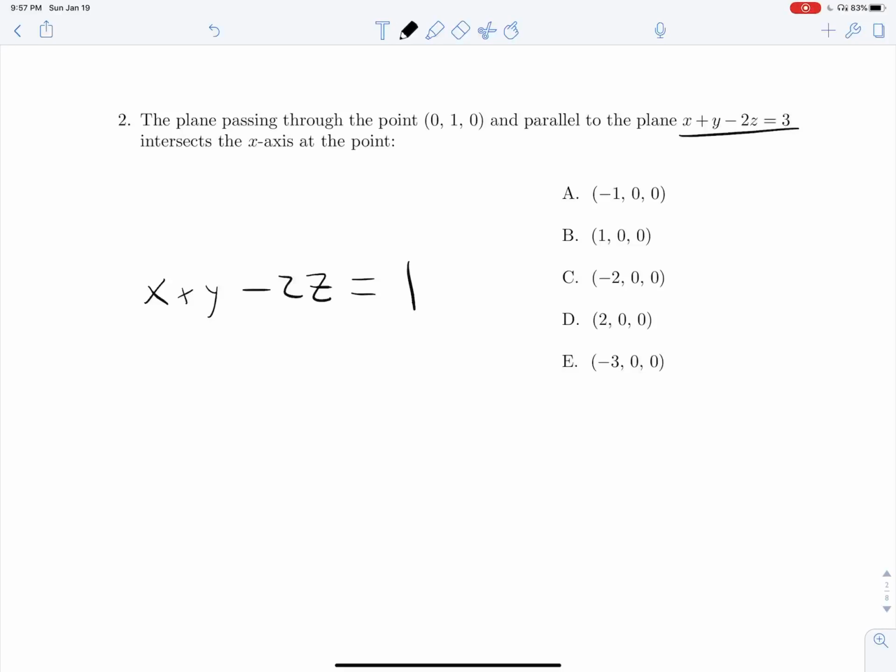Well, we intersect the x-axis when y and z are both equal to 0. So when I said x and y, I meant y and z, so we're going to be left with x equals 1, and so our point is 1, 0, 0.